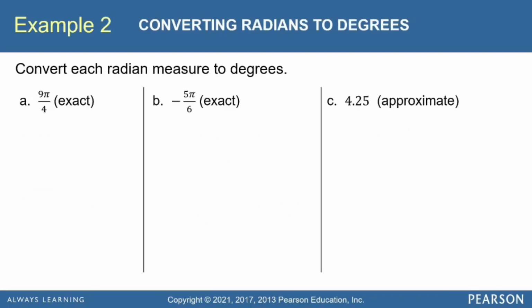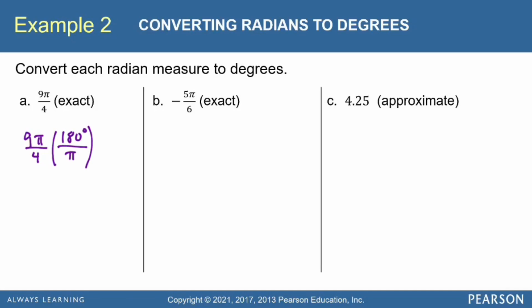Now here in example 2, we'll convert the other direction. So here the instructions say convert each radian measure to degrees. And in part A we have 9 pi over 4 radians, and we want to give an answer in exact degrees. So again, that just means no rounded off decimals. So let's start with our 9 pi over 4, and this time let's take our conversion factor and use it as 180 degrees over pi radians.